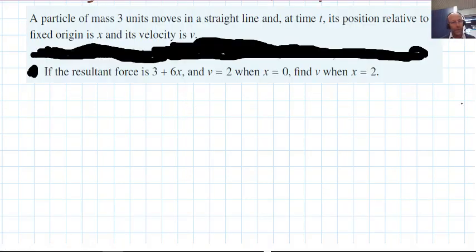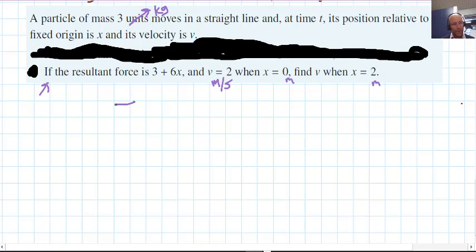The final of two examples, we've got a particle of mass 3 units. Look, I'm just going to say it's 3 kilos, and moves in a straight line at time t. I've changed the question. At time t, the position relative to a fixed origin is x and its velocity is v, so we're using symbols x and v. And cutting to the chase here, if the resultant force is 3 plus 6x and velocity is 2 meters per second, keep standard units, when x equals 0 meters, find v when x equals 2 meters. So let's have a look at what we got here.